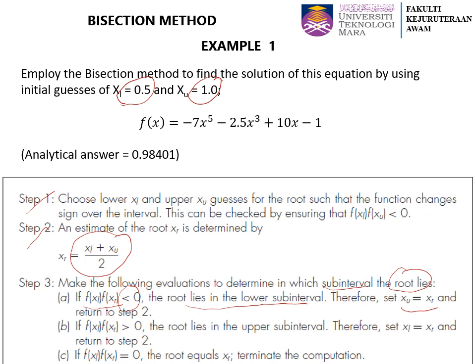If the multiplication of the function is more than 0, the root lies in the upper subinterval. So the XU remains while the XL is equal to XR. Then we can terminate the iteration if fxl multiplied by fxr is 0, or we can also use the criteria of true error percentage and also the approximate error percentage.